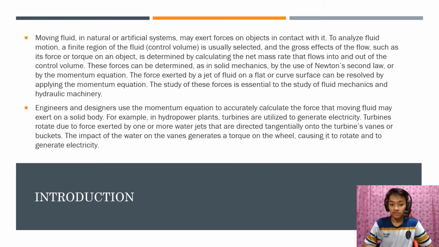So let's move to the introduction. Moving fluid in natural or artificial systems may exert forces on objects in contact with it. To analyze fluid motion, a finite region of the fluid, which is control volume, is usually selected, and the gross effects of the flow, such as its force or torque on an object, is determined by calculating the net mass rate that flows into and out of the control volume.